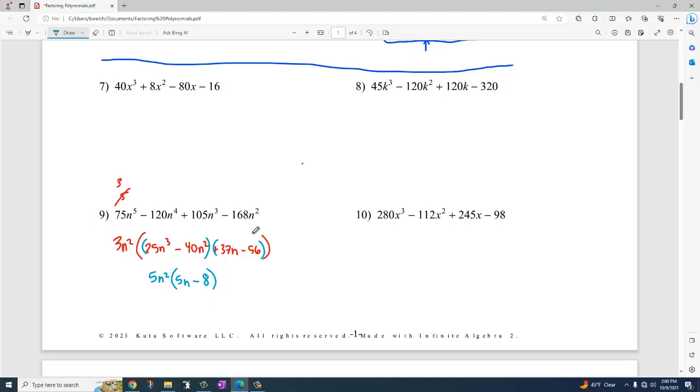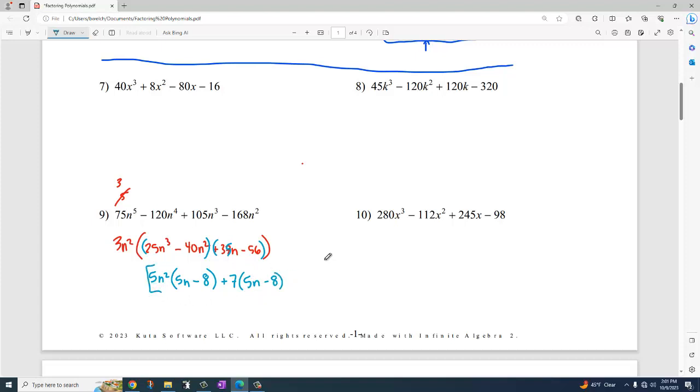105 divided by 3 is 35. That's a mistake. So let's make that a 35. There we go. Now both of those are going to divide by 7. 56 and 35 both divide by 7. So I'll bring out a positive 7. That'll leave me with 5n minus 8.